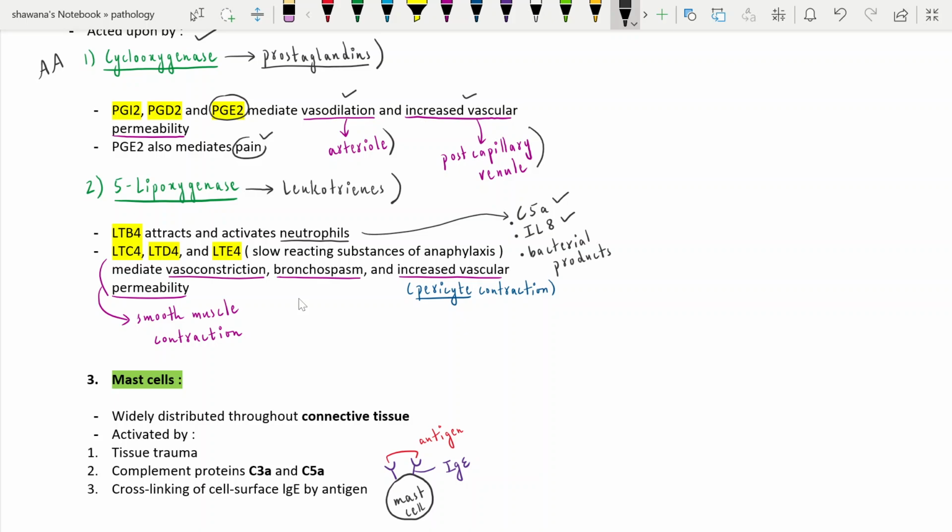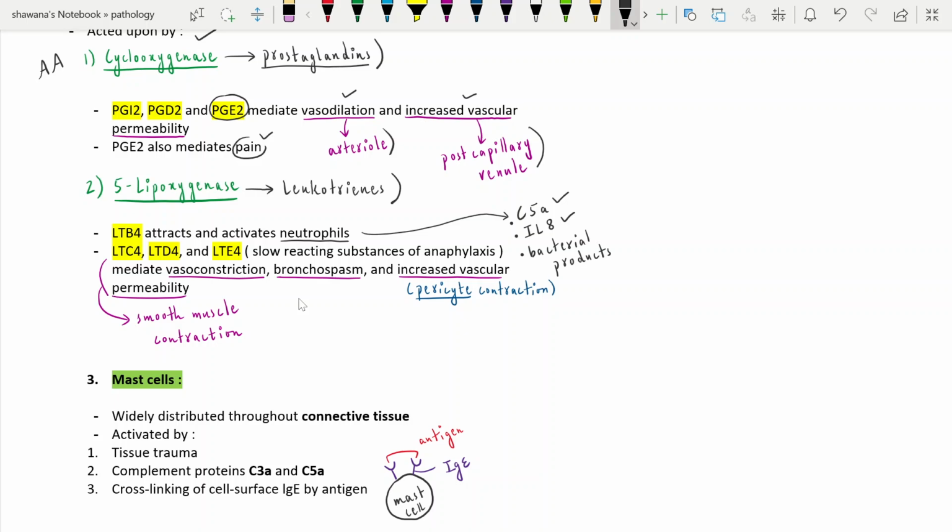The second pathway to which arachidonic acid goes is the 5-lipoxygenase pathway. It's going to produce leukotrienes. What are the types of leukotrienes? Leukotriene B4, C4, D4, and E4. B4, what is the function of B4? It has a very specific function. It is chemotactic for neutrophils. It attracts and activates neutrophils.